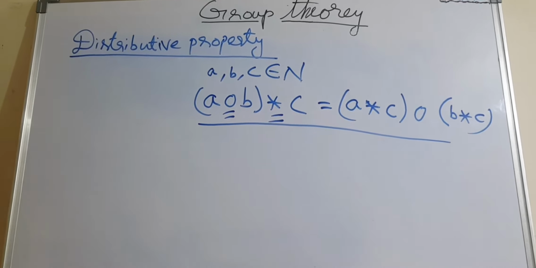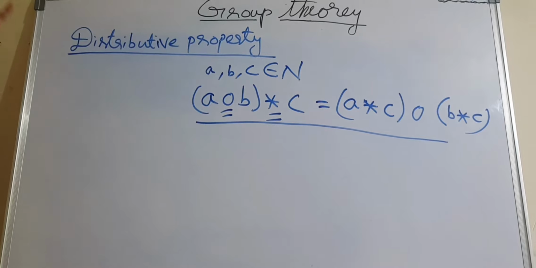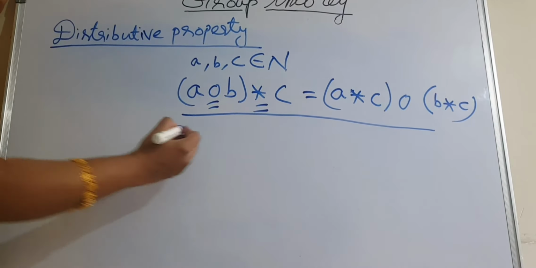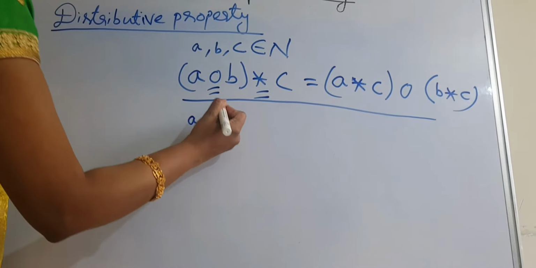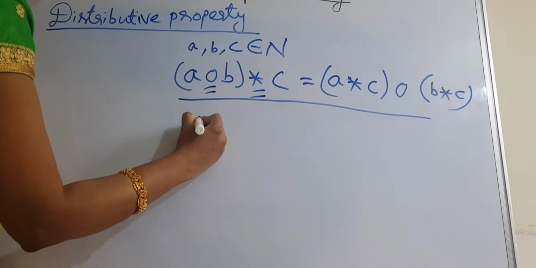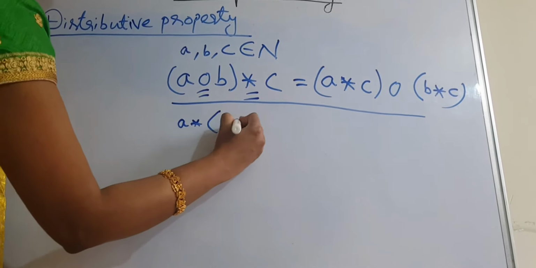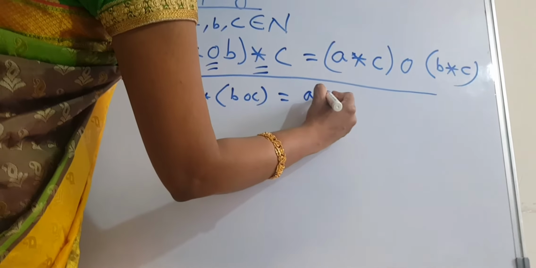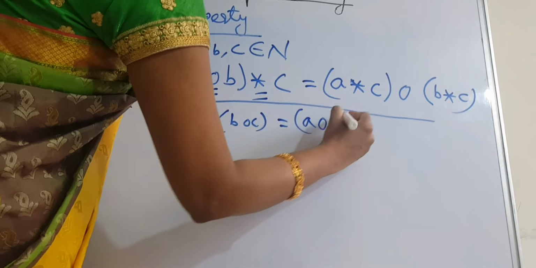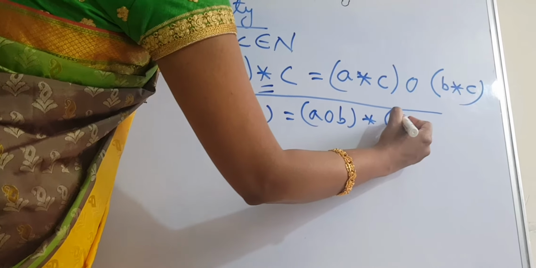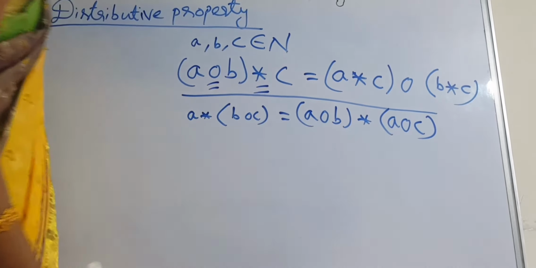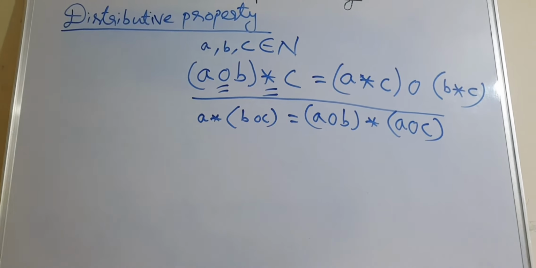We are taking two properties. Here this is the right distributive property, and we also have the left distributive property. A asterisk (B circle C) equals (A asterisk B) circle (A asterisk C).